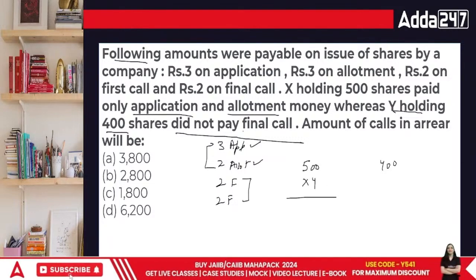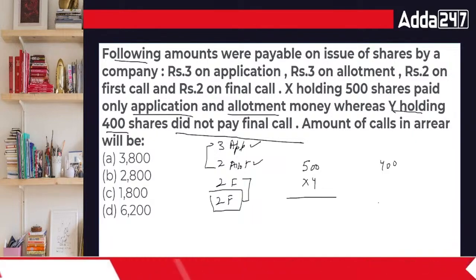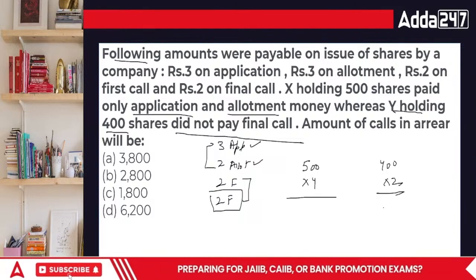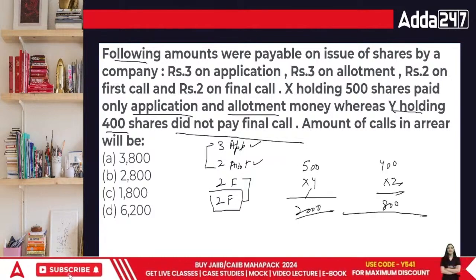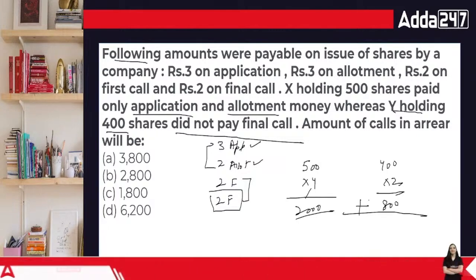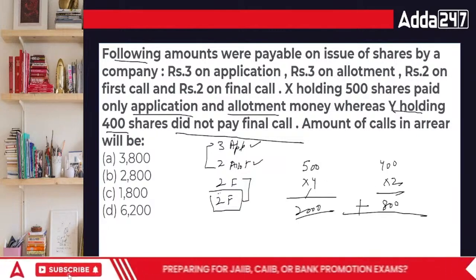At the same time, Y did not pay the final call. Why did he not pay the last 2 rupees? So what did he not pay? 800. And what did X not pay? 2000. So technically, combined, the entire unpaid amount in the organization is of Mr. X and Mr. Y.